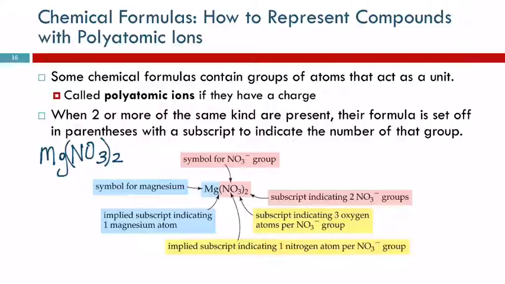Now, you might say, well, why not just do the multiplying here? Why not just say N2O6? Well, this may become more reasonable to you a little bit later on, but NO3 is an ion that sticks together. And so there is no N2O6 ion. What this compound has in it is for every 1 magnesium ion, there are 2 nitrate ions.